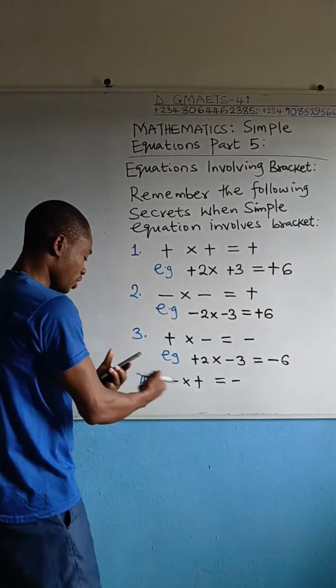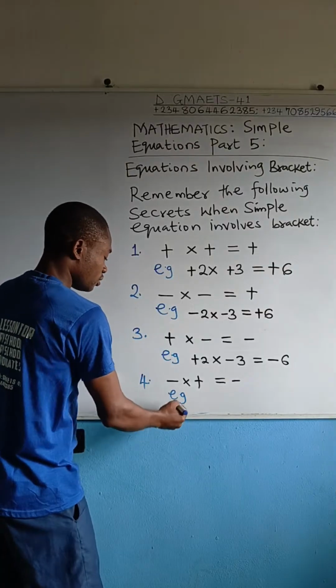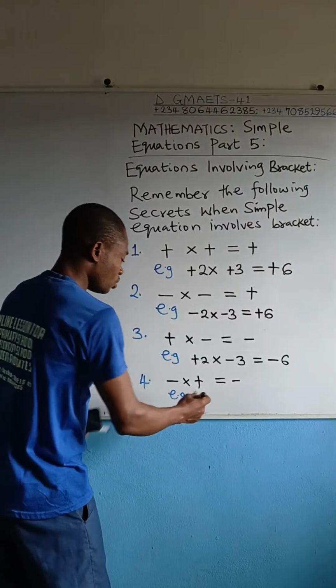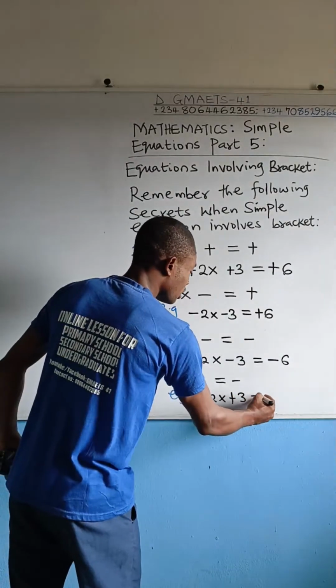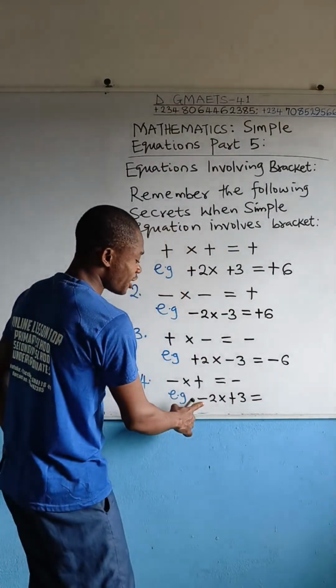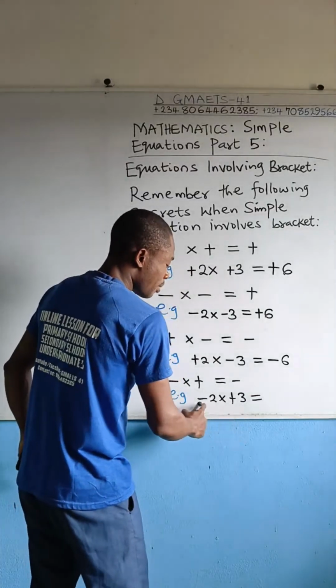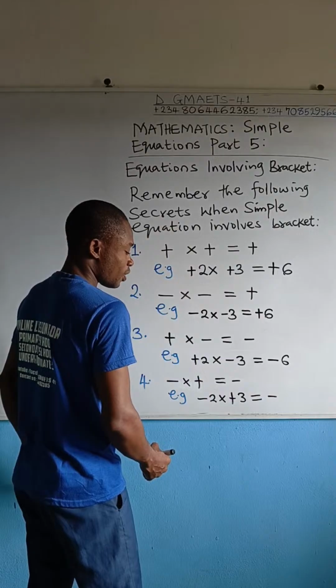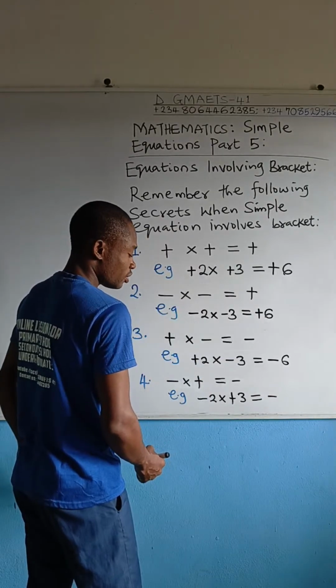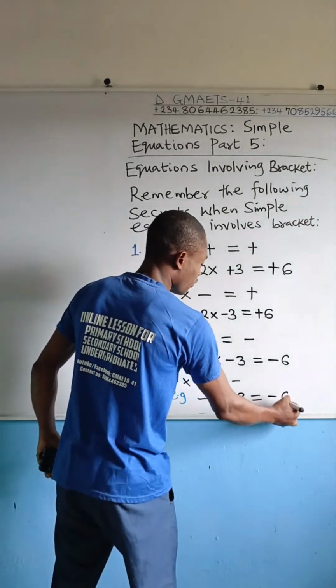A quick example here, e.g., if I give you minus 2 times plus 3, the answer you will get will be, first, you do minus times plus. Minus times plus will give you what? Minus. And then 2 times 3 will now give you 6.